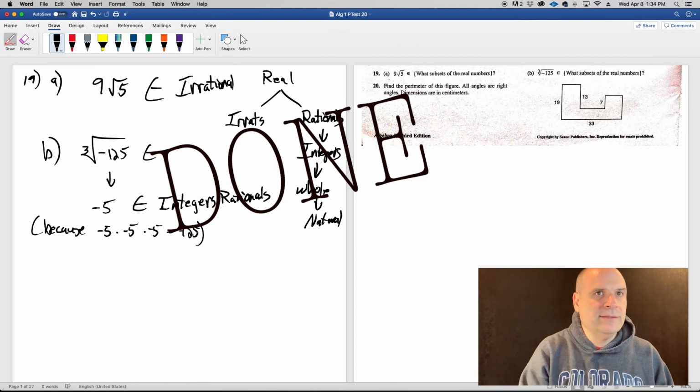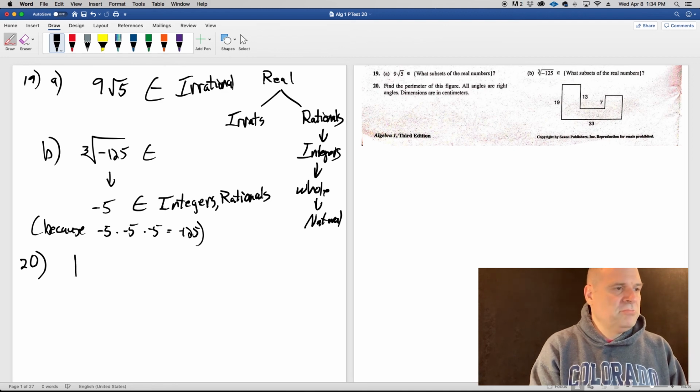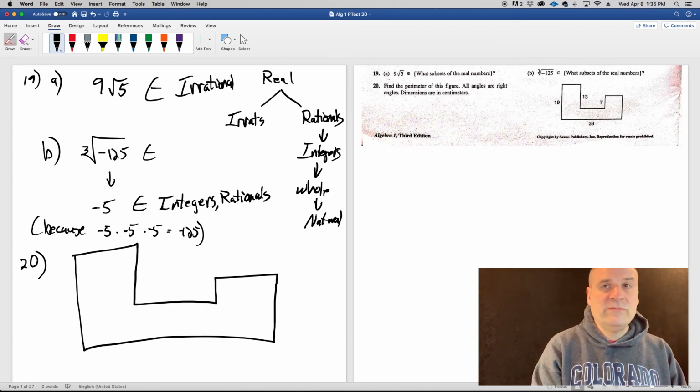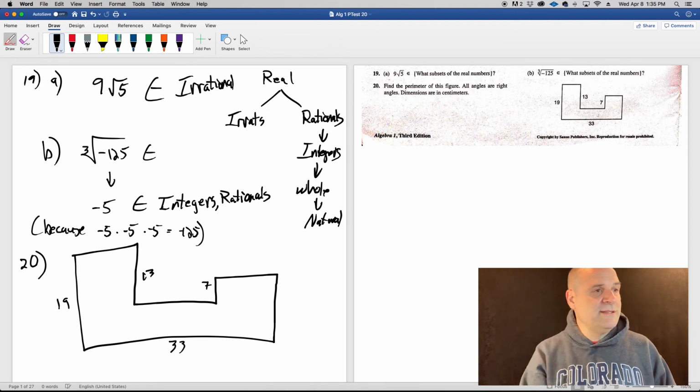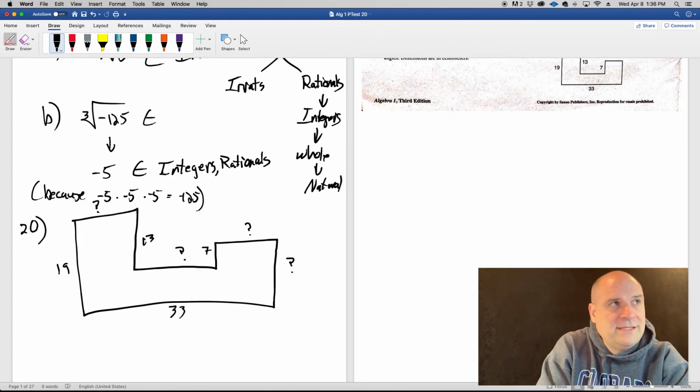All right, let's look at 20. 20 is find the perimeter of this figure. All angles are right angles, dimensions are in centimeters. Okay, so let's dig up our pre-algebra roots here. See if we can figure this out. This is drawn very poorly, but you still love me. All right, perimeter is just the sum of all the sides, right? Well, the problem is we're missing this side, this side, this side, and this side.